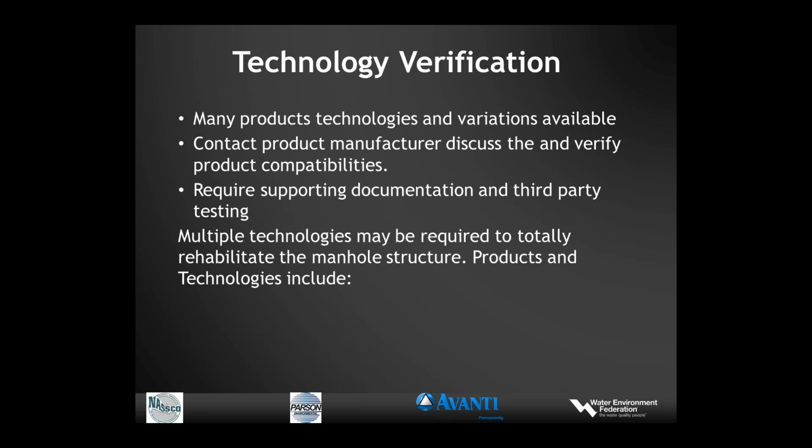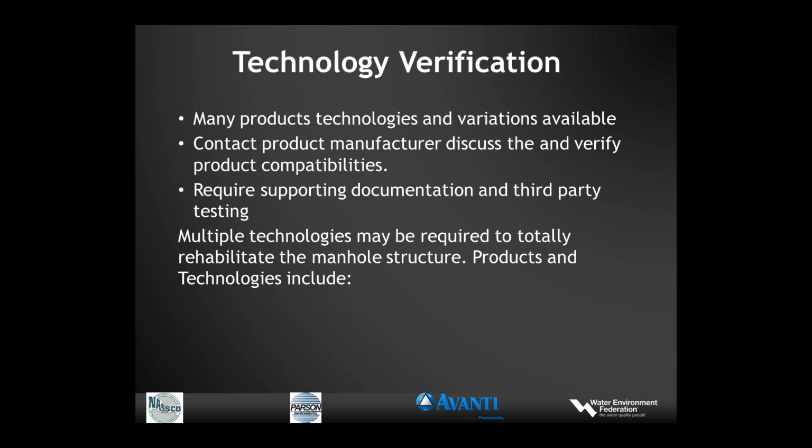On technology verification, there are many products, technologies, and variations available. Whether you're in the polymer family or the cement family, you've got Portland cement, you've got calcium aluminate cement, you've got gel polymer materials. The industry has grown significantly. So you need to contact the product manufacturer to discuss and verify the product capabilities, and make sure you get a good history on the product in order to verify that the technology will work. Require the supporting documentation and third-party testing. And remember, it's only once it's been tested by a third party or an unbiased entity that it really becomes a commercial product.